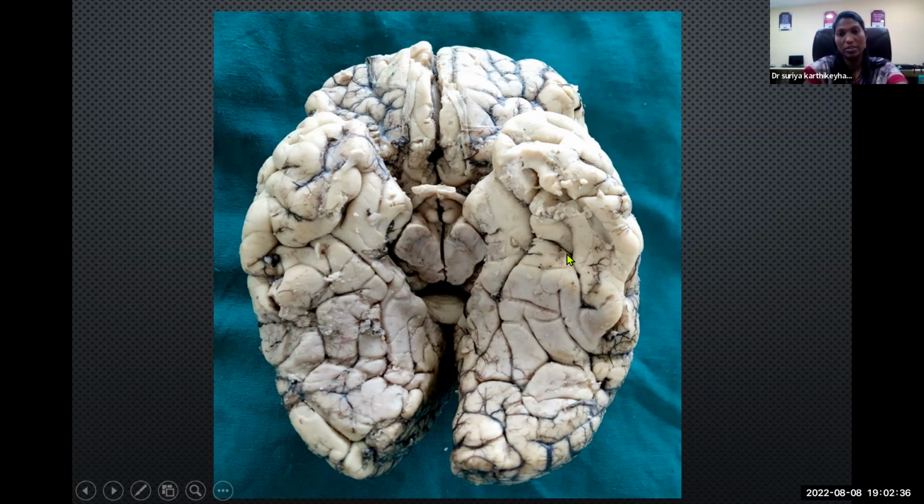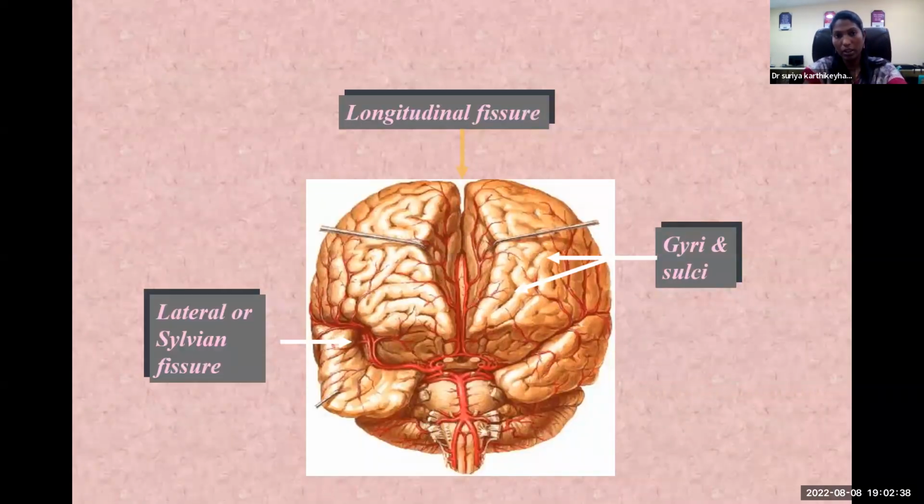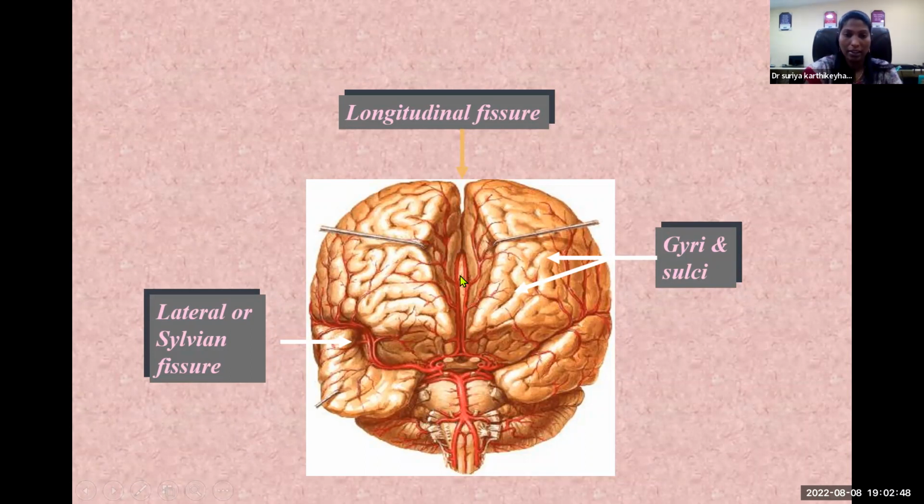This is the inferior surface of the cerebral cortex. Again, this is about the longitudinal fissure, where you can see the vascular structures. What is this? Anterior cerebral artery. Okay, the anterior cerebral artery is here. And the longitudinal fissure also lodges the falx cerebri. Falx cerebri is nothing but the dural fold.